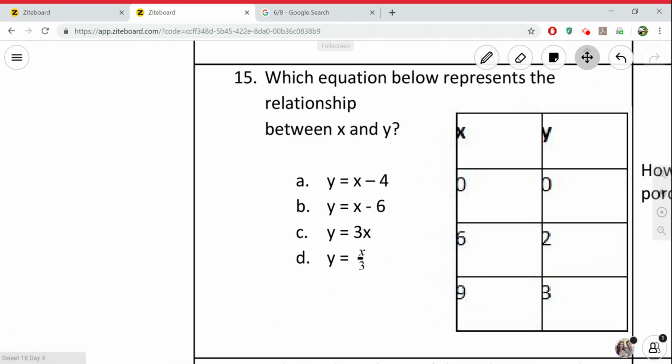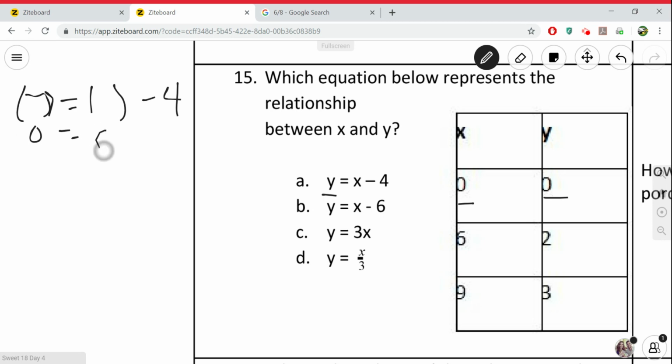Question 5 says, which equation below represents the relationship between x and y? So let's go through this and see what works. So I have y equals x minus 4. And the reason I'm putting parentheses here is because I want to substitute. So the first number is y. So let's pick a random y. Let's use the zeros. So 0 equals, and then the x is 0, 0 minus 4. Is that true? No, it's not. So this is automatically wrong. Let's look at the next one.